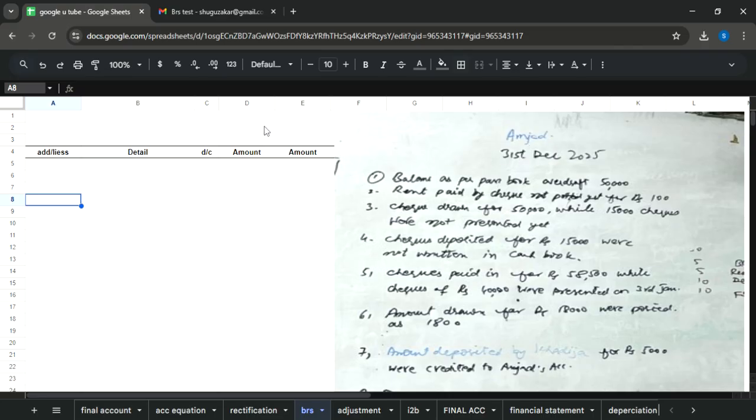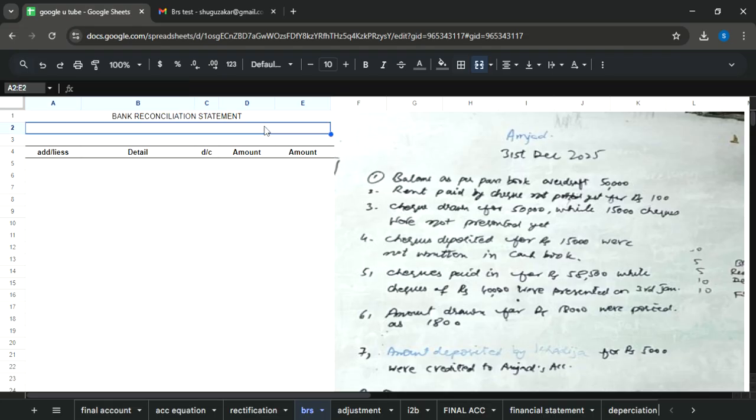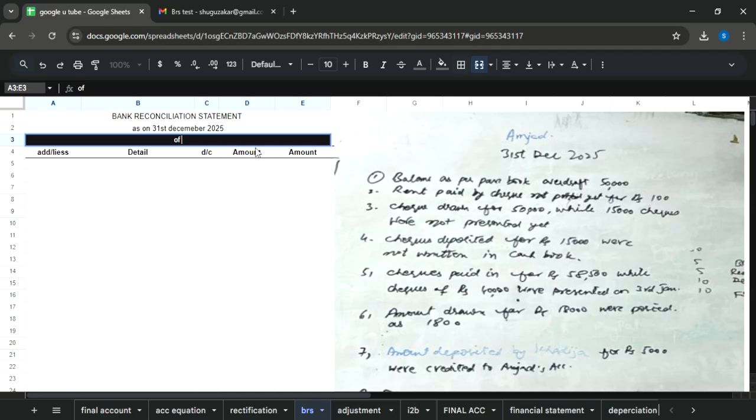So the first step is to write your heading. As usual, you will write bank reconciliation statement, and then as on 31st December 2025. We are dealing with Nizar's name, which is Amjad.